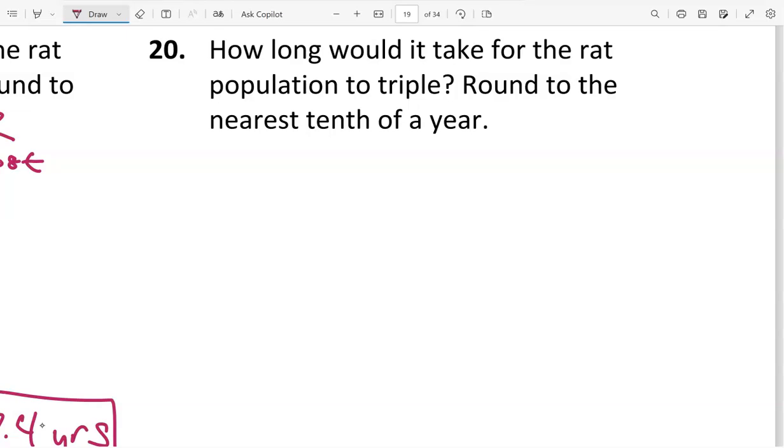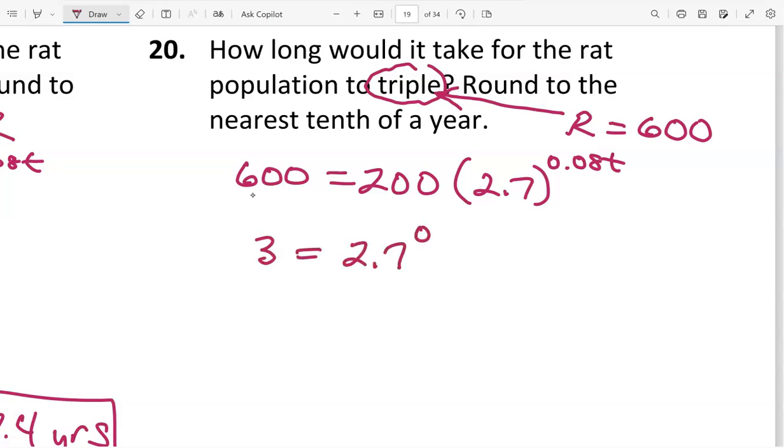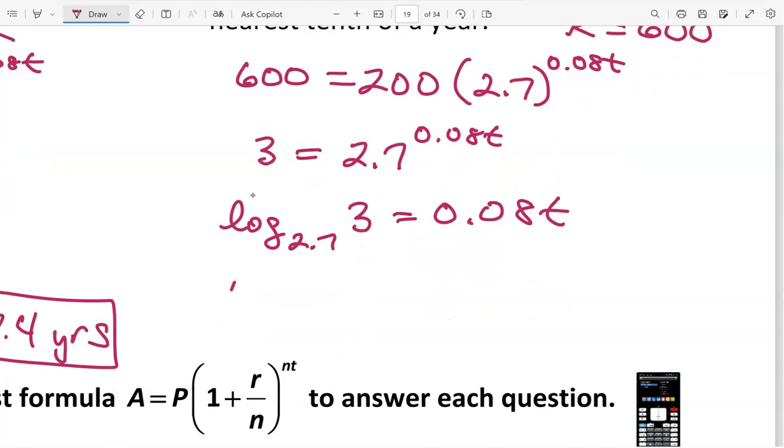In number 20, we're looking for how long it would take for the rat population to triple. Since the initial number of rats was 200, when they triple, the number of rats will be 200 times 3, or 600. Replacing r with 600, we get 600 is equal to 200 times 2.7 raised to the 0.08 times t. We can divide both sides by 200, which will give us 3 is equal to 2.7 raised to the 0.08 times t. Rewriting in logarithmic form, log base 2.7 of 3 is equal to 0.08 times t.